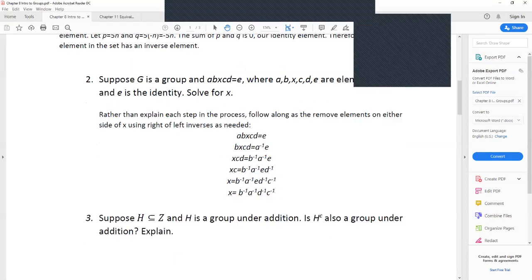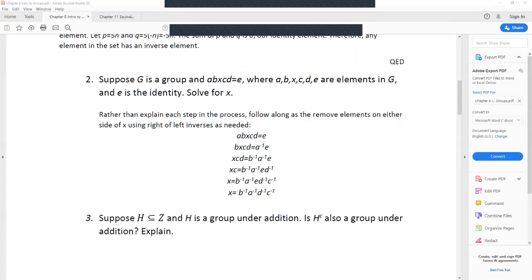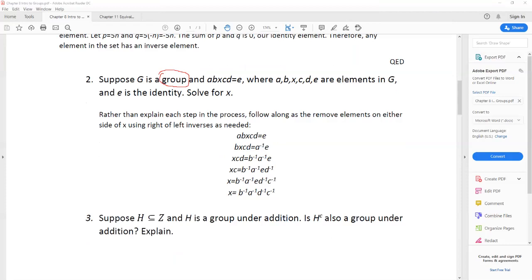Problem number 2. Problem number 2 says, suppose that G is a group. This differs from problem number 1. In problem number 1, we were given a set. We had to prove that that set was a group. But now we're given that G is a group, and we see that if we multiply these elements in G, we get the identity in G. In other words, A times B times X times C times D is equal to the identity. And I'm referring to multiplication. That is sort of a generic rule in abstract algebra unless told otherwise.